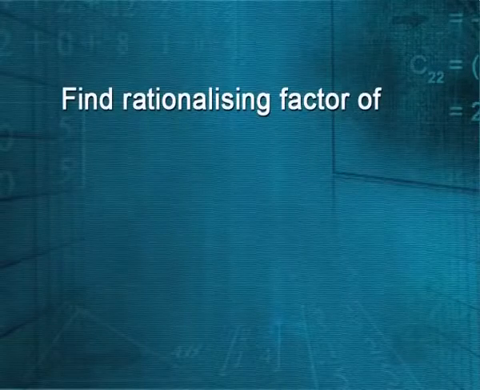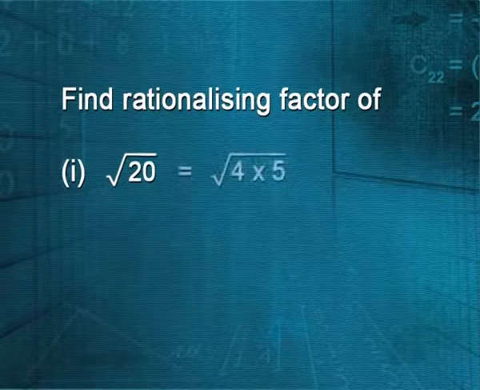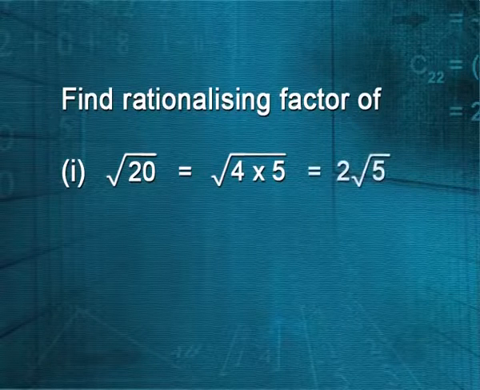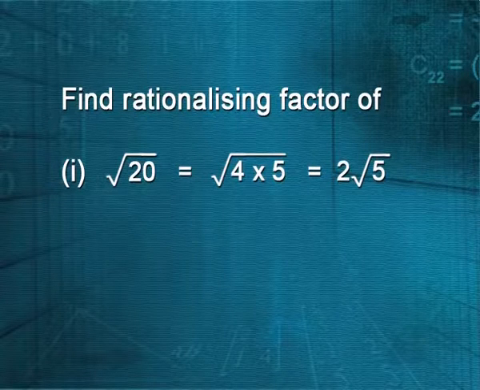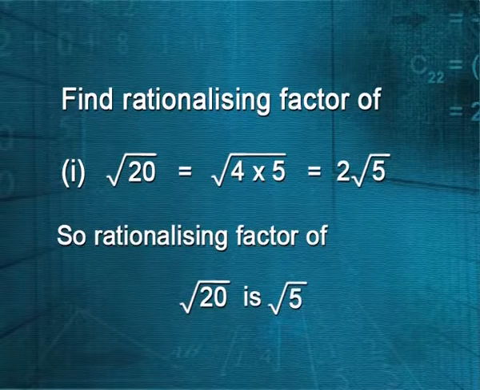Let us find the rationalizing factor of root 20. Root 20 can be written as root 4 into 5, where the square root of 4 is 2. So we can take 2 outside and we will get 2 root 5. So the rationalizing factor of root 20 is root 5. Because when you multiply 2 root 5 by root 5, you will get 10. And what we have learned? That rationalization is the process of converting surds into rational numbers.